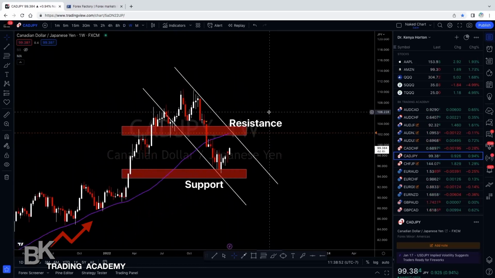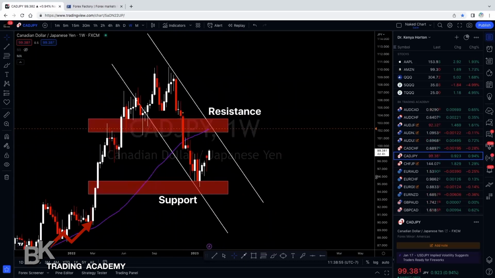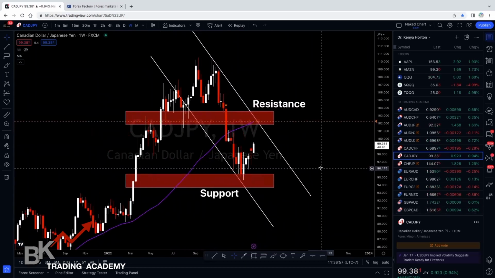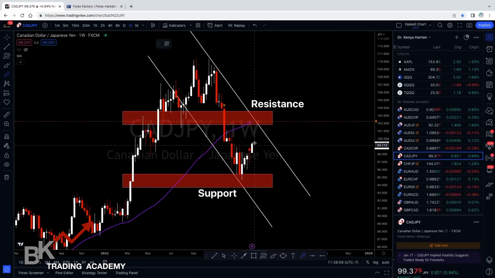So I like to use this for short-term swing trading. And now you can see this is a beautiful confluence here, because if the market does come to our area of execution, not only is it in a reversal zone, it's at our trend line resistance, but it's also right near the 50-period moving average.